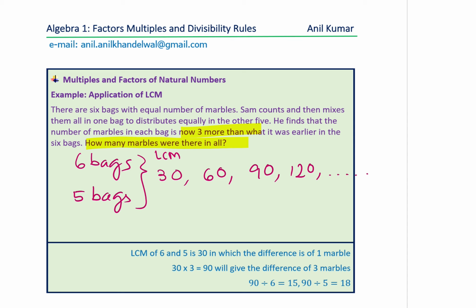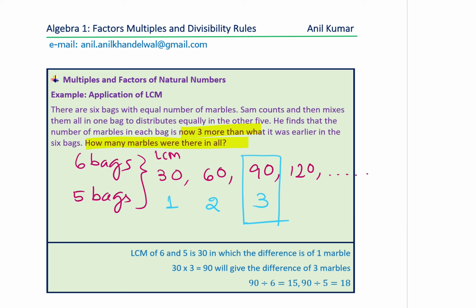So in case of 30, there was only 1 more. In case of 60, 2 more. In case of 90, 3 more. So that becomes the solution for us. So that is how we can visualize our solution. Is that clear to you?